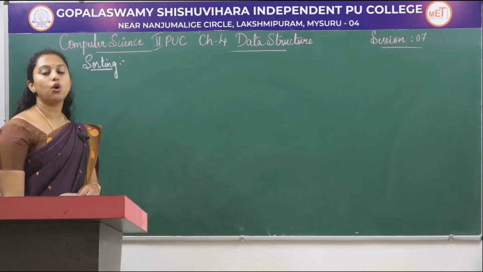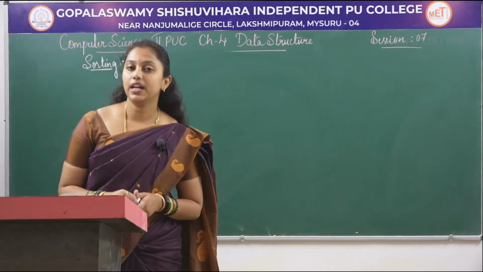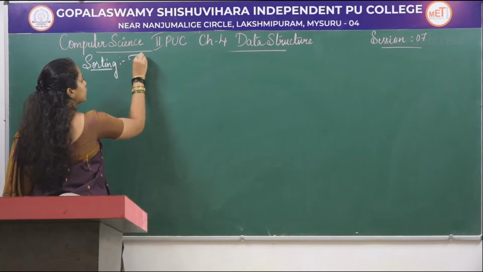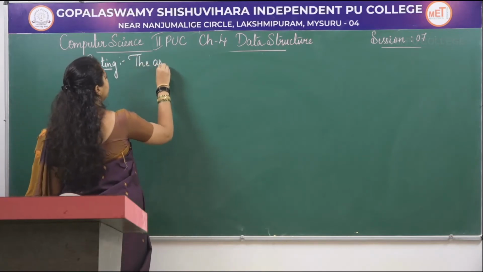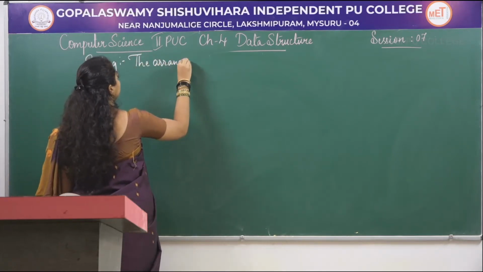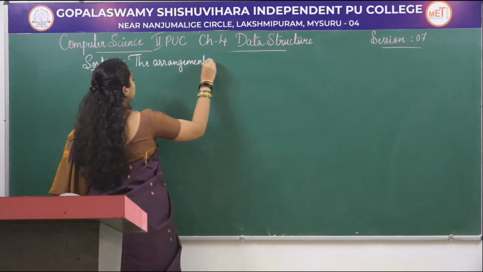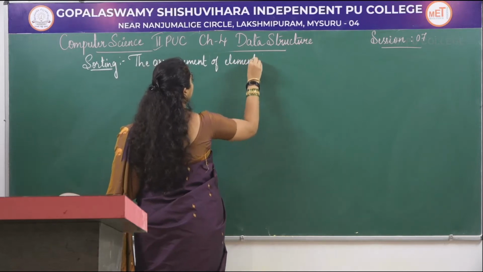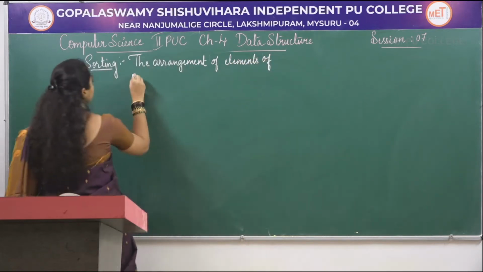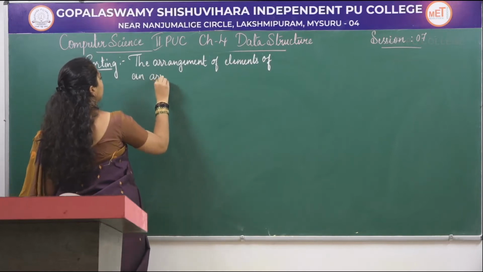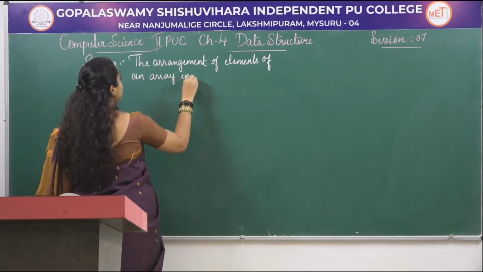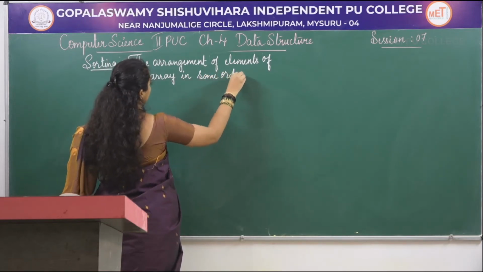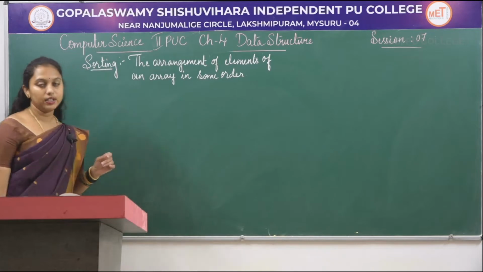The arrangement of elements of an array in some order is called sorting. It may be in ascending or descending order.